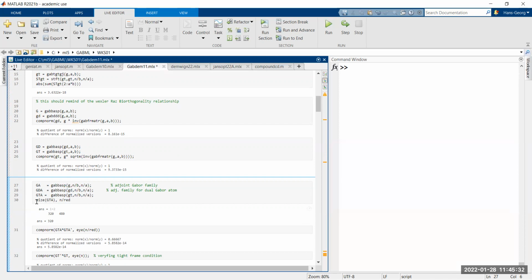Now, it's clear that the number of lattice points of the adjoint lattice is 320, which is n divided by the redundancy. So if I want to see what I can say about the Gabor family coming from the tight atom, you see they are an orthonormal system. So this is the orthonormal basis test, of course. They're spanning a 320 dimensional space.